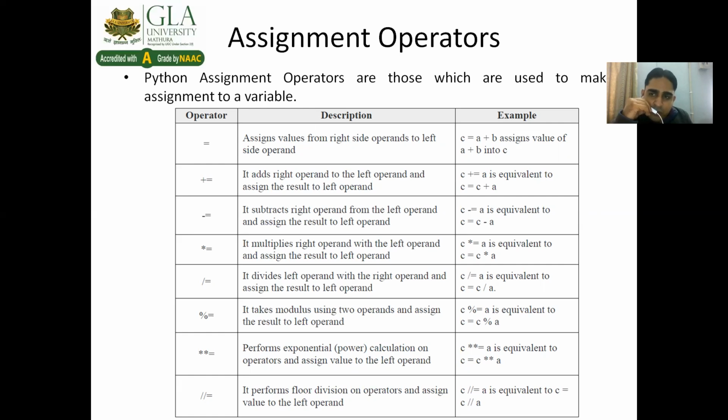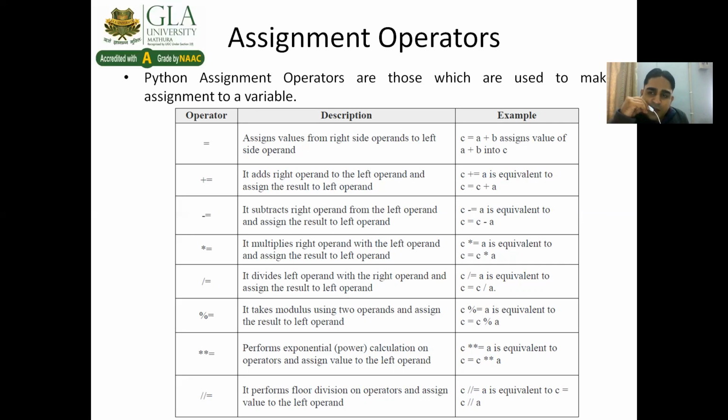So c equal to a plus b means that firstly the right hand side would be calculated, and whatever value has been calculated, that single value will be given to the variable c. In the same manner, if you want to use a shorthand operator, you have the shorthand operator plus equal to. When you write c plus equal to a, it actually means c equal to c plus a. In the same manner, c minus equal to a means c equal to c minus a; it is equivalent to that only.